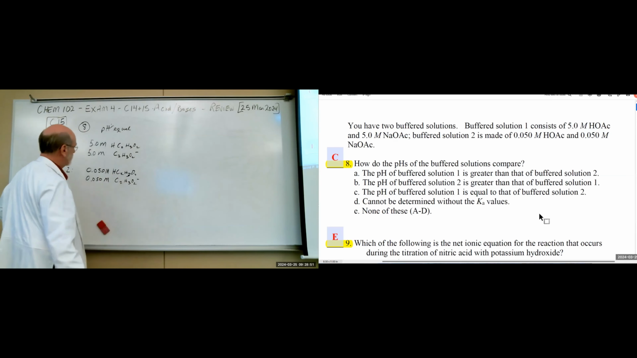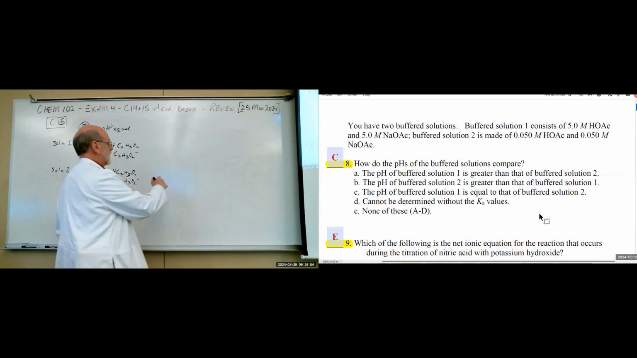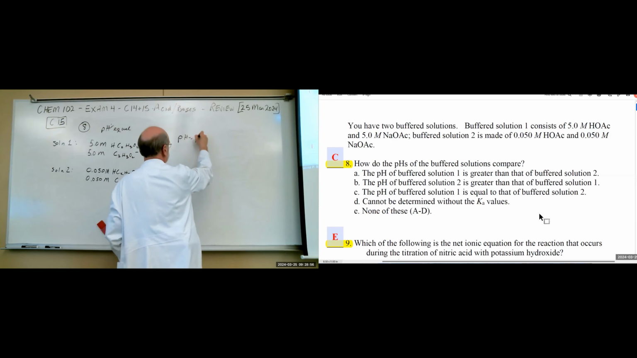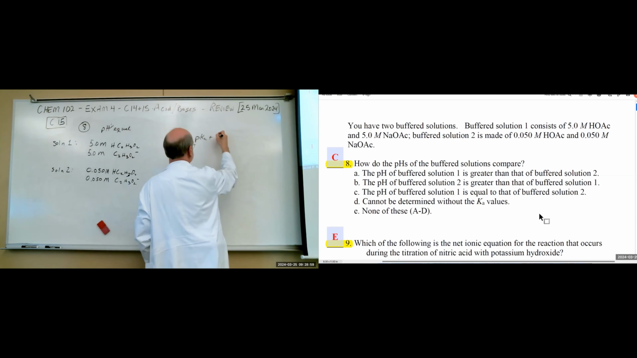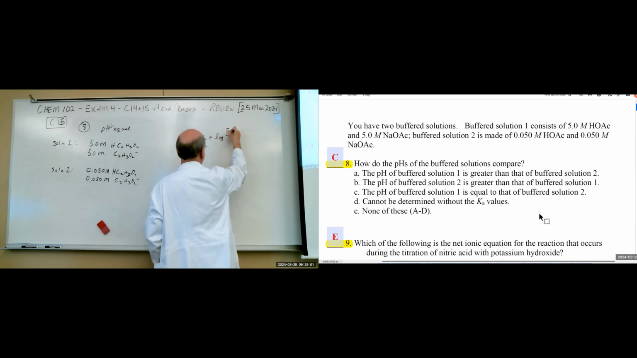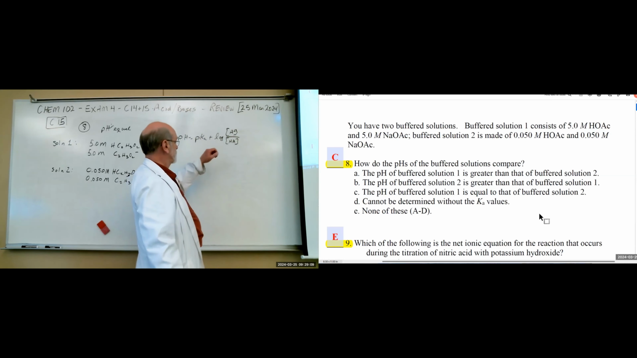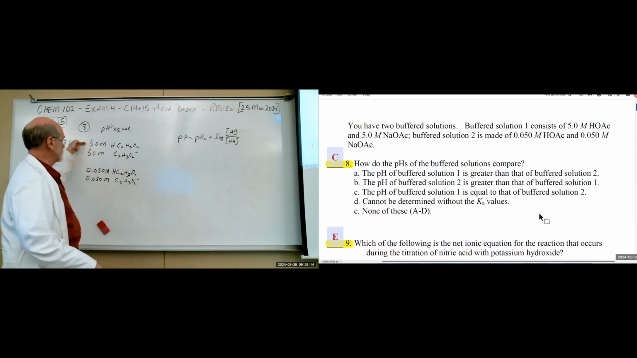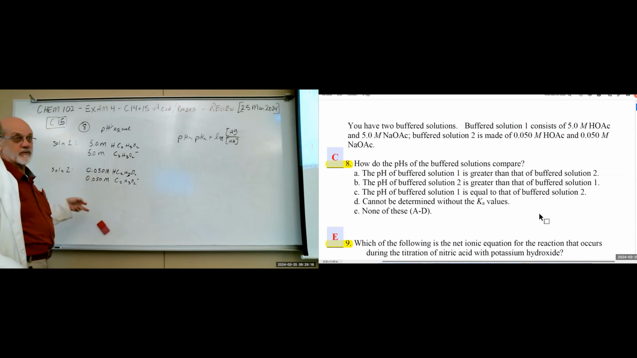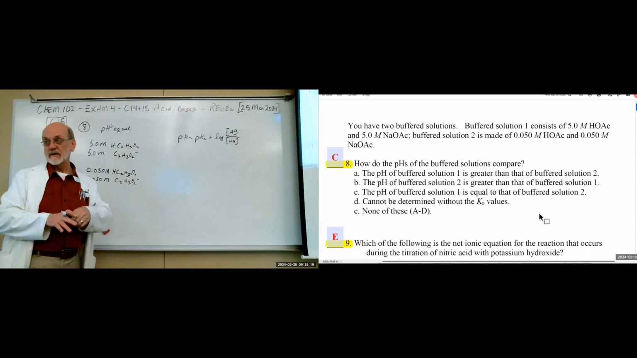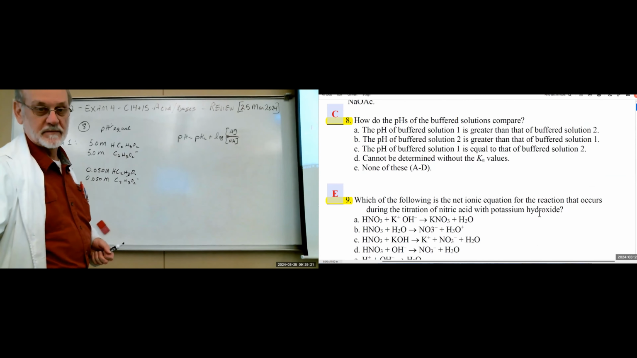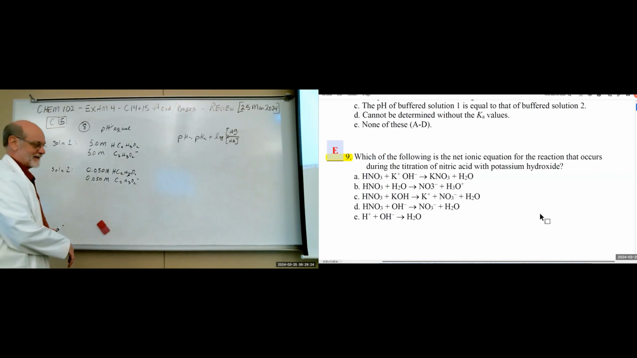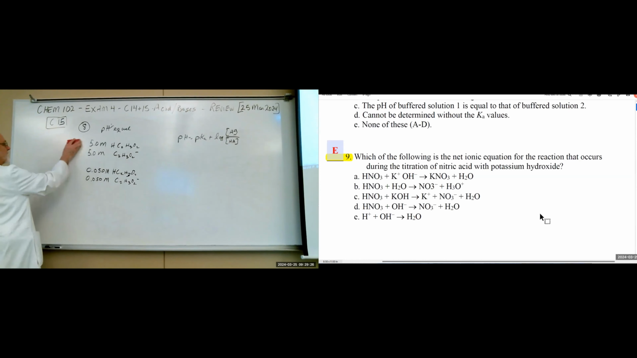So the pHs of these two are equal because of the ratio. Remember Henderson-Hasselbalch? pH equals pKa plus log of the conjugate base divided by acid. So if the ratio is the same, the pH is going to be the same. The ratio is the same, 5 to 5, 0.05 to 0.05. pH is exactly the same for these two solutions. All right. Oh, we're getting into another one now, 9.